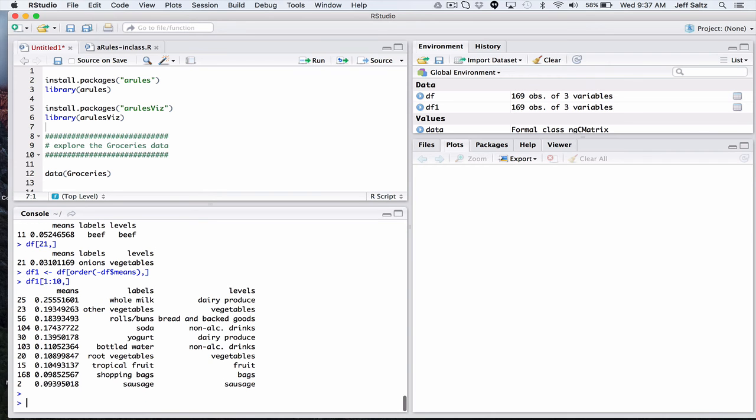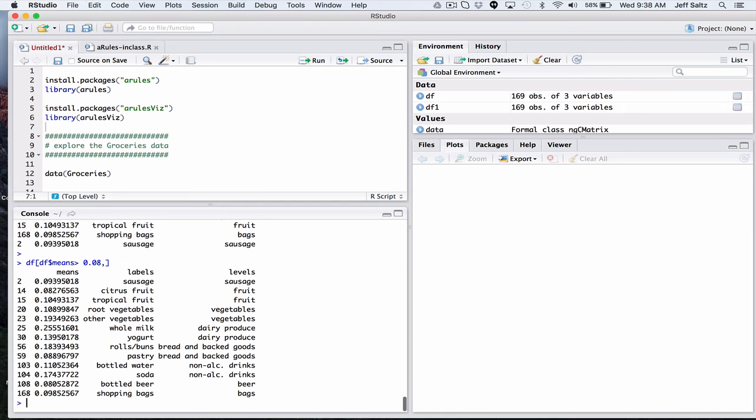And lastly, we can look at just a subset of it, which is to show me all the items that occur more than 8% of the time. Here we go, there's not that many of them. 2, 4, 6, 8, I don't know, maybe 15 or so.